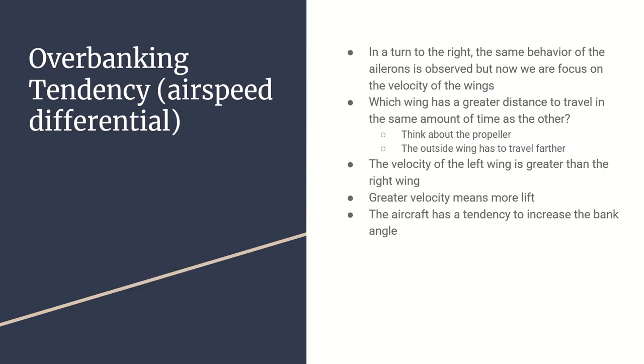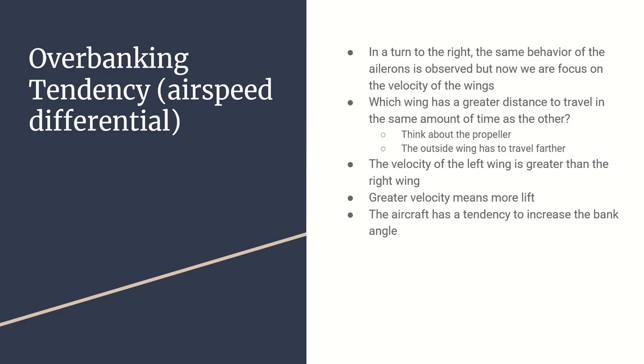Next thing we had to talk about is overbanking tendency. So before we talked about a disparity in induced drag, right? That's where adverse yaw comes from. Well, this is more so an airspeed differential, right? Or a rate of travel differential is another way to think about it between the wings. So if we are in a turn, right? Let's go to the right again. We know what happens to the ailerons, right? And that's all fine and dandy. We'll fight the adverse yaw with our rudder in the direction of turn, right? At least for the entry.